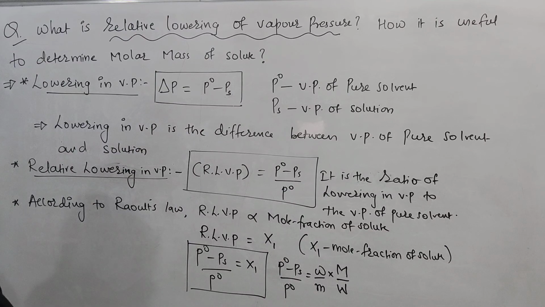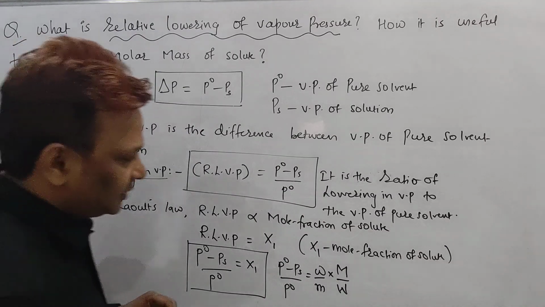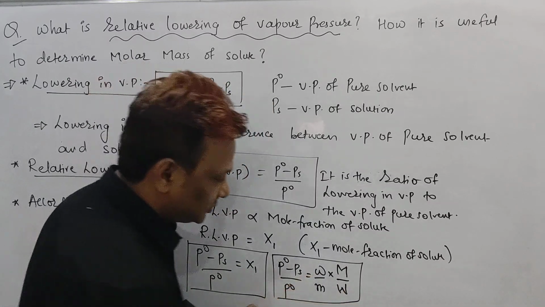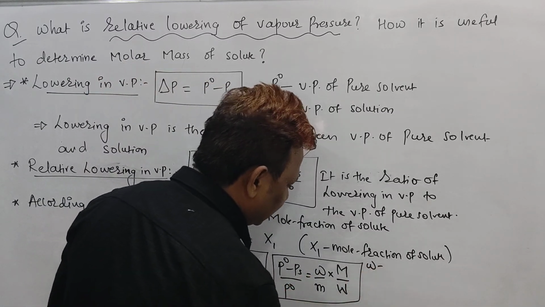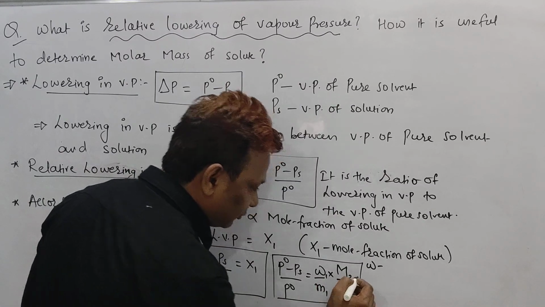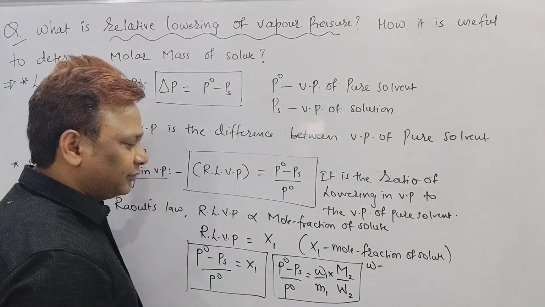Now what does it indicate here? We can mention here: small w is the weight of the solute. Can we write it as W1, M1, W2, M2, beta? Better, otherwise we get confusion here.